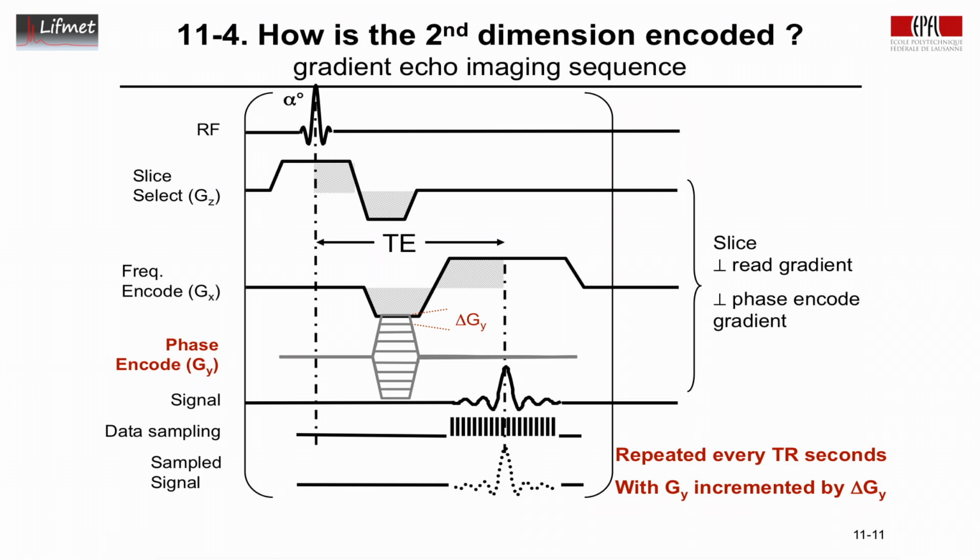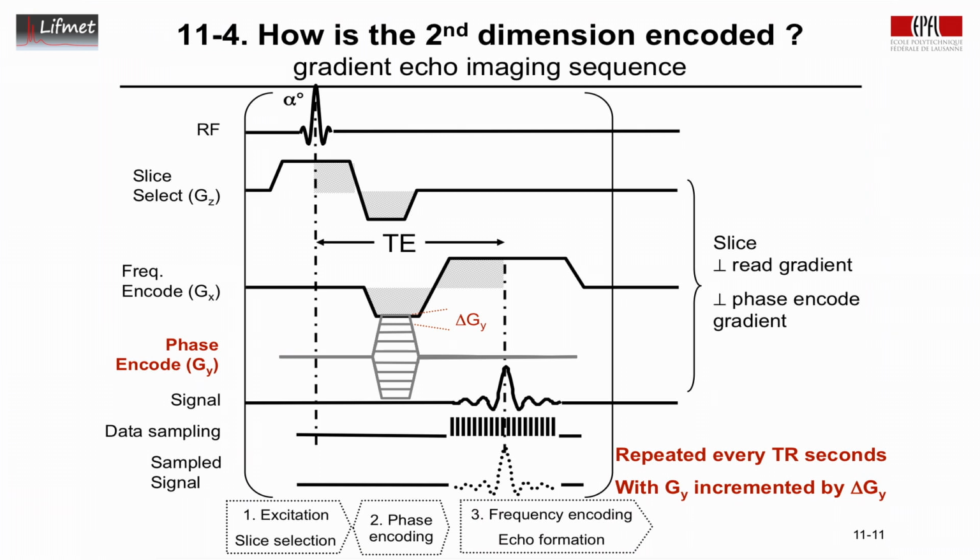So we are distinguishing three phases of the imaging sequence. The first part is excitation. Since all the spatial encoding is done on the transverse plane, we need to get the magnetization into the transverse plane. During excitation, slice selection is typically done. The next phase is phase encoding, that is the encoding of the second dimension, and then we have frequency encoding and echo formation, that is the encoding of the first spatial dimension.